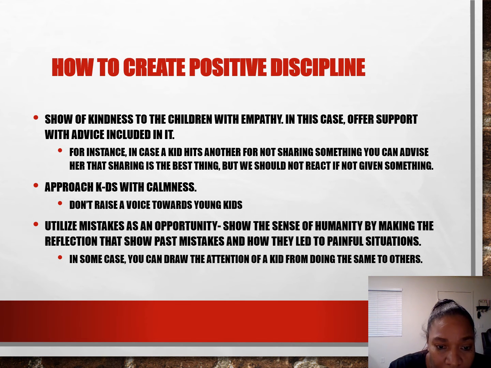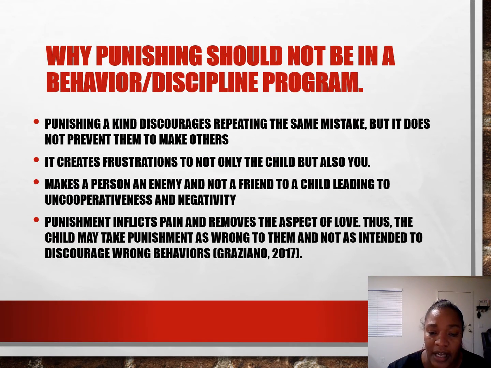Approach kids with calmness. Don't raise your voice towards kids. Utilize mistakes as opportunities, like I said, redirection. Show a sense of humanity by making a reflection that shows past mistakes and how they lead to painful situations. So explain some things, give examples on their level where they understand, because even young kids pretty much get it. If you give them an example and put it into the talk, then they will understand what you're trying to say.